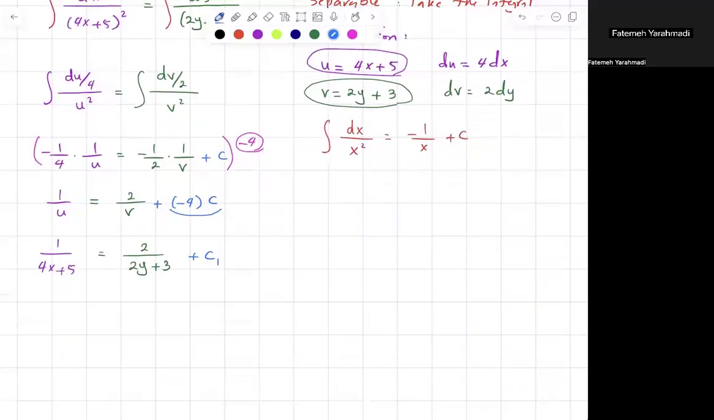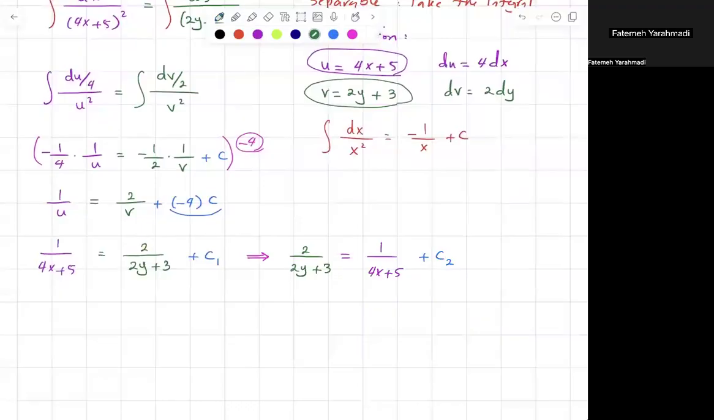At this point, to isolate y on one side, you can do multiple things. You can bring c1 to the other side and flip these two, or you can multiply by 2y plus 3 and bring everything to one side. It doesn't matter which algebra method you're using, but you can write this as 2 divided by 2y plus 3, and on the right-hand side, you have 1 over 4x plus 5 minus c sub 1, and I'm going to call that c sub 2.